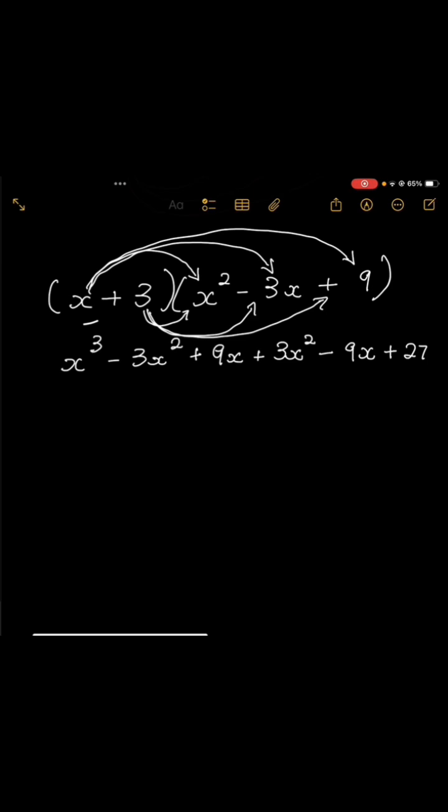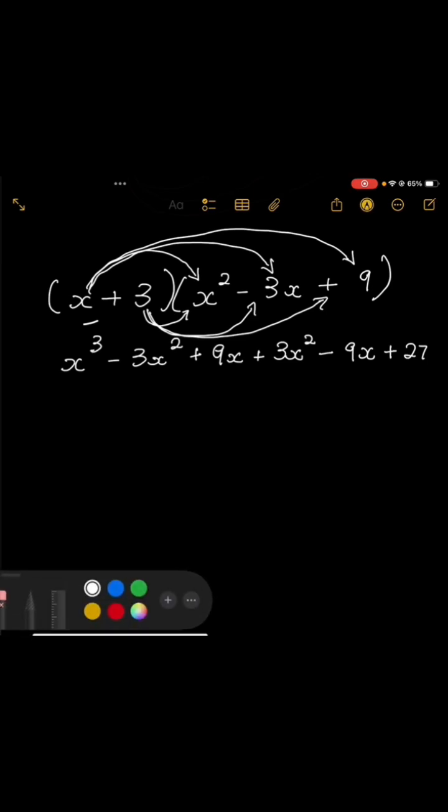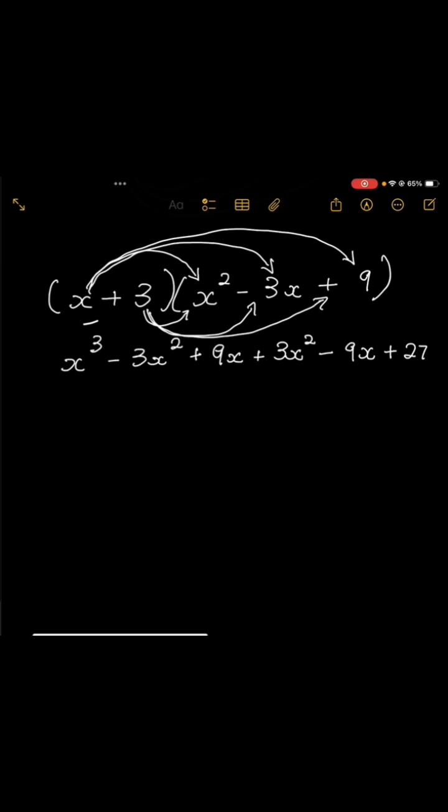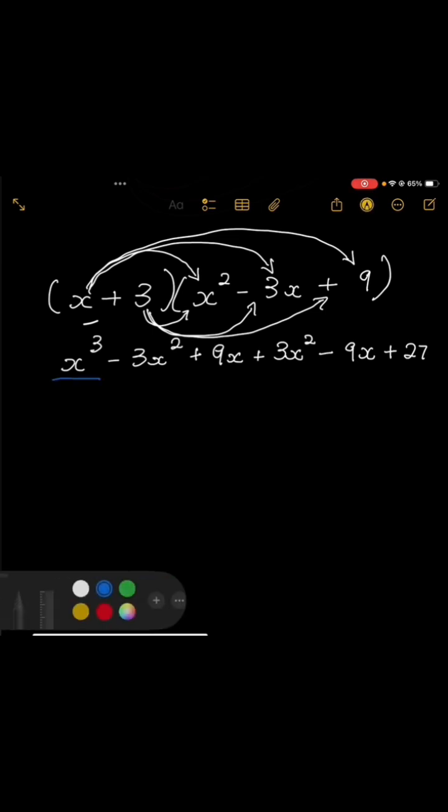Now, this is the tricky part. I just want people to understand this part. After you reach this part, you have simplified fully. You need to group the like terms now. Let's check for the like terms. So, in this case, x to the power 3, or x cubed, does not have a like term, which means it stays as it is.